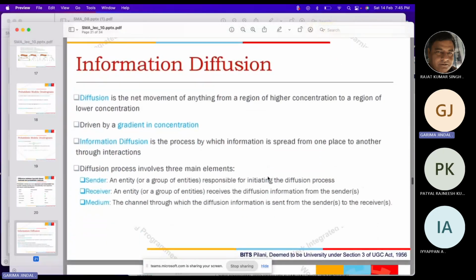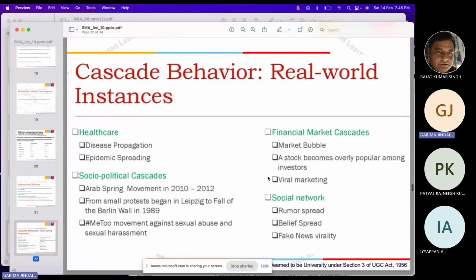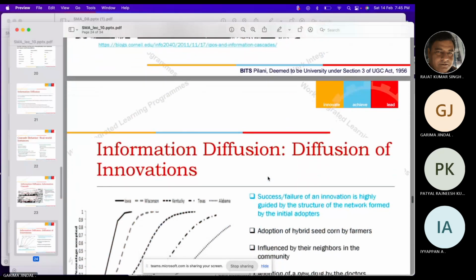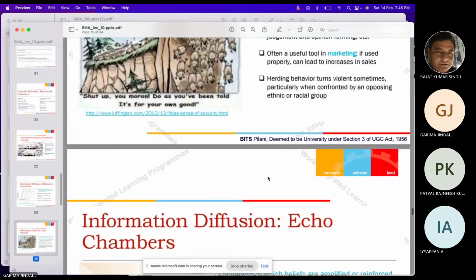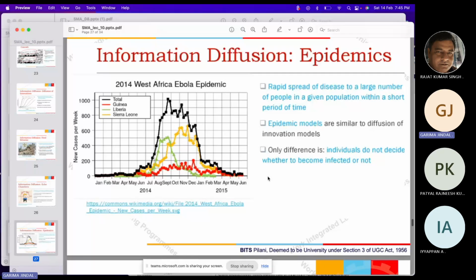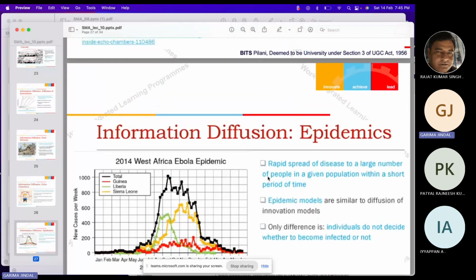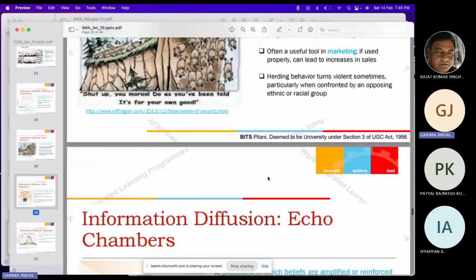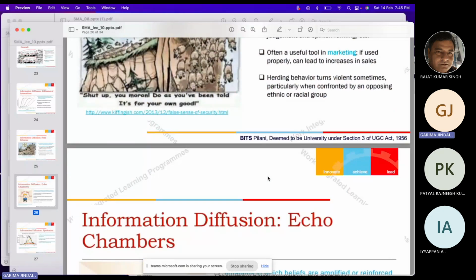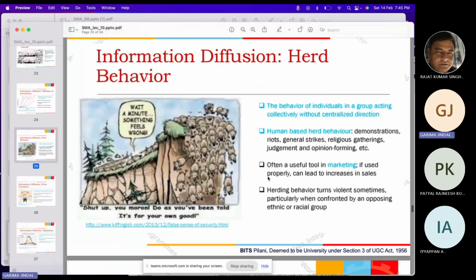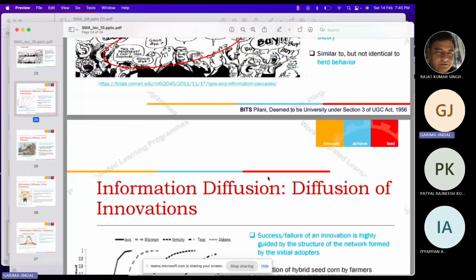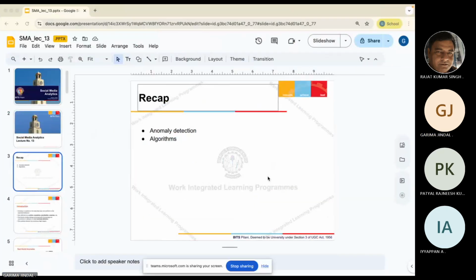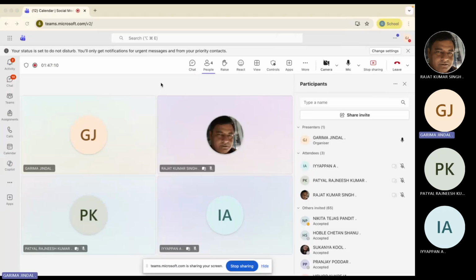Then we started with the diffusion models, and after diffusion models I think we have discussed anomaly detection, right? So both of these are topics that we can revise in our next lecture. Okay, anybody, any question?